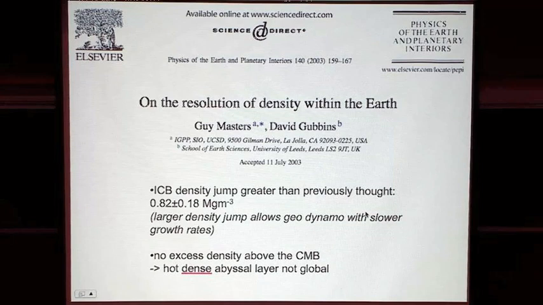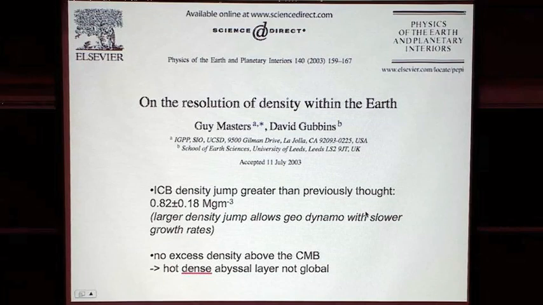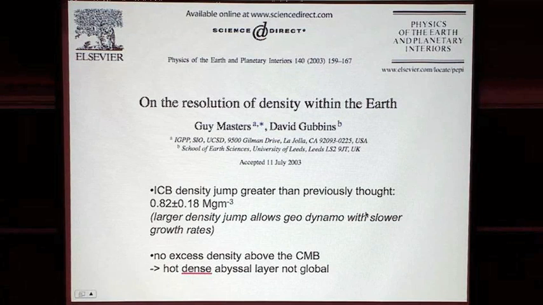If that dense layer is really, really thin, like smaller than 50 kilometers or so, then it is still possible that it is there. In his calculations, I think what I saw is that this study averages over 200 kilometers. So on a scale of 200 kilometers, you cannot accommodate a 1% density increase. So if there is some excess density, it has to be really thin.